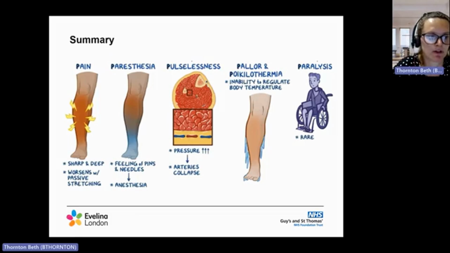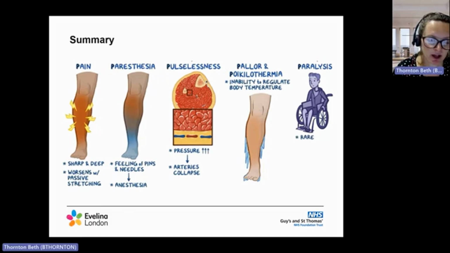And then just a summary of our 6 Ps. Our pain is our most common and the most concerning clinical finding. So it's sharp and deep, and it particularly worsens on passive movement and stretching. Paresthesia is probably our second most common. It's the feeling of pins and needles, which will eventually result in complete numbness.